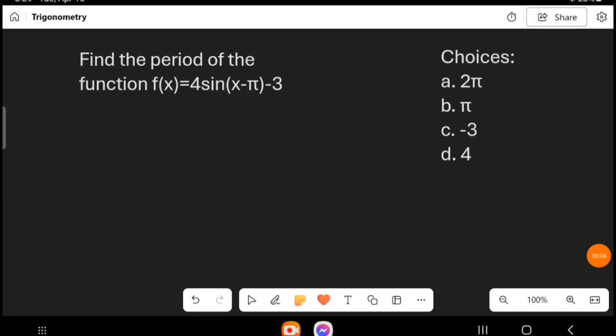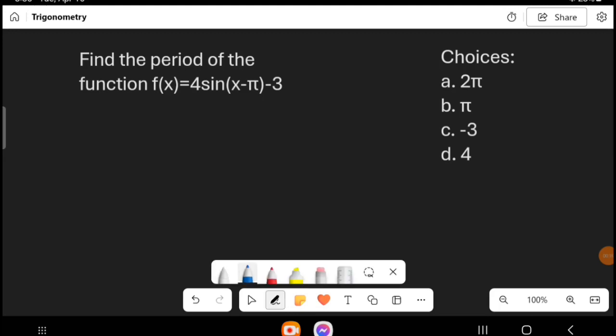So, let's continue our college entrance exam practice problem. This one is from trigonometry. Find the period of the function f of x equals 4 sine quantity x minus pi quantity minus 3. Here are the choices on the right side. We are asked to find the period, and we have a sine function here.